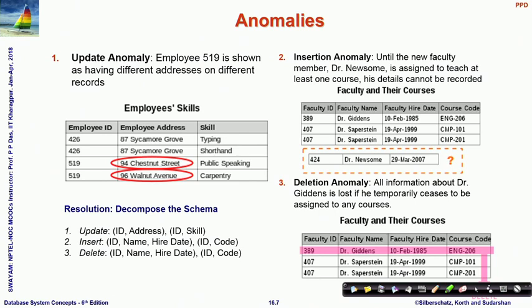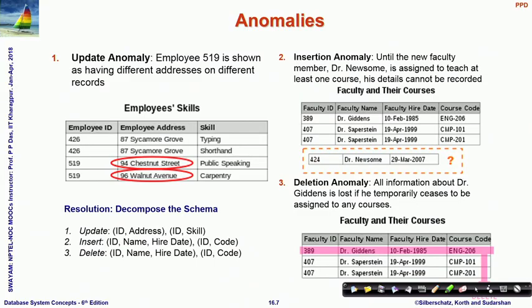Similarly, to avoid insert or delete anomaly, the other table schema can be split into ID, name and hire date as one table, and ID and course code as another table. And you can easily understand that if this is split in this way, then you cannot have an insert anomaly, because you can insert a new faculty without assigning a course to him, because that will feature as a separate record in a different table. Similarly, in the same way, the deletion anomaly also disappears.